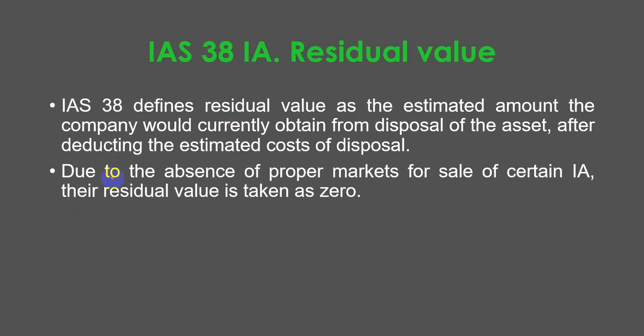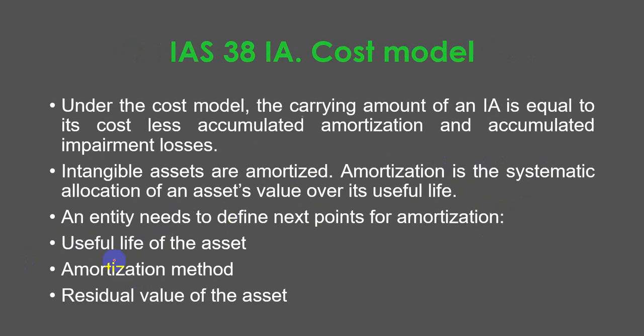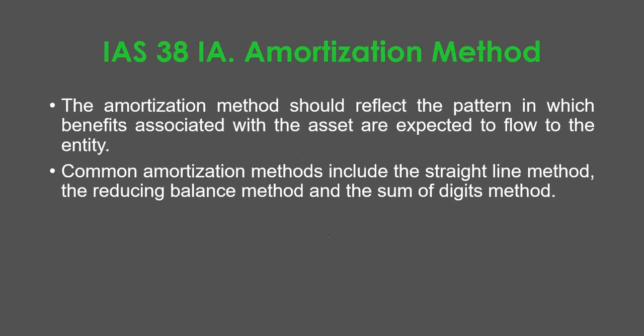So, as you can see, this is quite related and a lot similar to IAS 16, property, plant and equipment. We actually have also reviewed the straight line method, reducing balance method, and the sum of digits method. As you can see, amortization is very similar to depreciation, but amortization is the systematic allocation for intangible assets, and depreciation is the systematic allocation of an asset's value over its useful life for property, plant and equipment items. So as you can see, there is really a lot of similarity between IAS 38 and IAS 16 in this area.